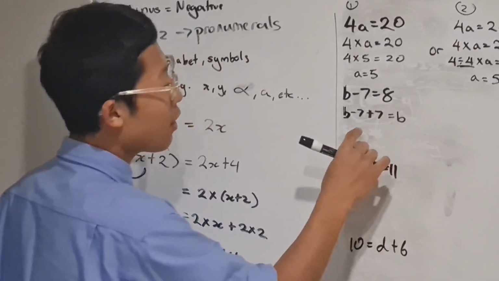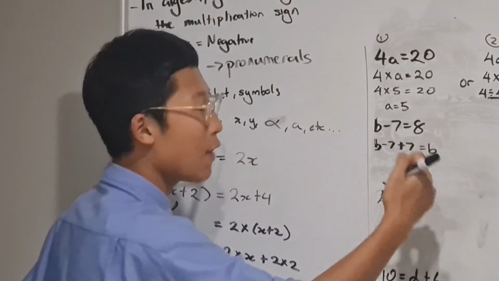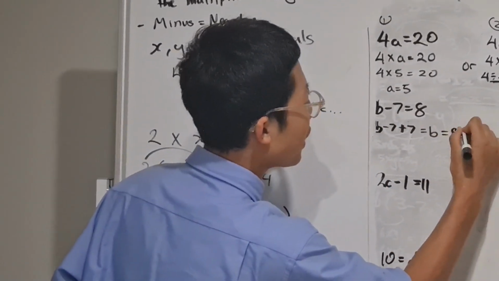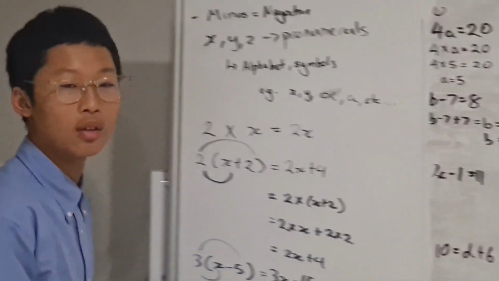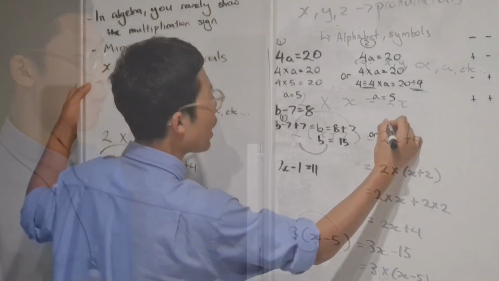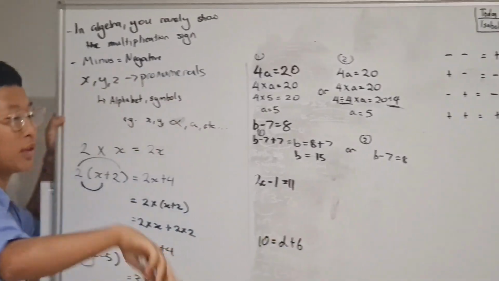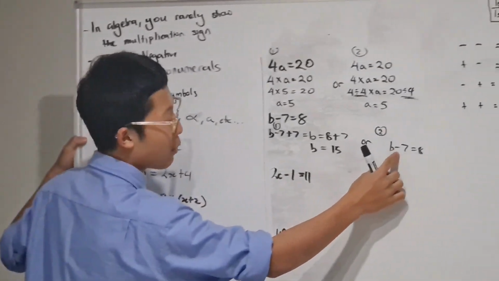However, you also remember, if I plus 7 here, what do I have to do on this side? Plus 7, because if you do something on one side, you have to do it on the other side. So that means 8 plus 7 equals 15. So B equals 15. That's another way. In algebra, you can kind of move the thing to the other side without showing that. So, how do I get rid of minus 7?